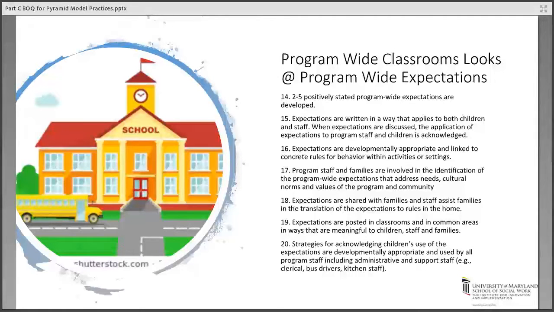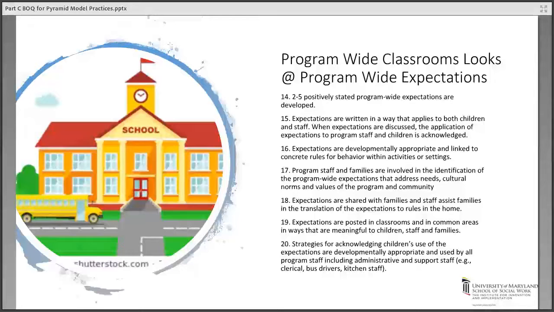Again, there's often many parallels when we're thinking about applying pyramid model implementation to what we ask of kids and families. And so the idea of stating things positively is important here when you're looking at staff buy-in and engagement. The expectations are written in a way that applies to both children and staff. When expectations are discussed, the application of expectations to program staff and children is acknowledged. And again, that's how you would apply Principle C on kids, right? That they're aware of what the rules are and that they're reinforced when they're meeting them. And that they're developmentally appropriate and linked to concrete rules for behavior.